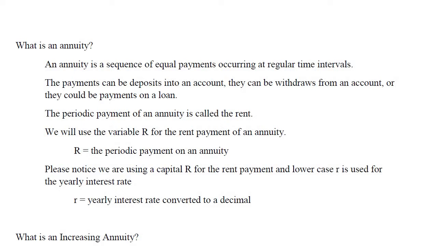We will use the variable capital R for the rent payment of an annuity. So capital R is equal to the periodic payment on an annuity. Please notice we are using capital R for the rent payment and lowercase r is used for the yearly interest rate. So little r is still going to equal the yearly interest rate converted to a decimal.